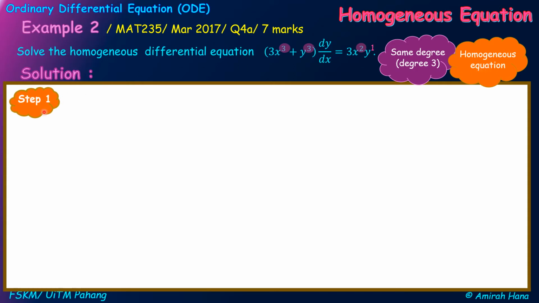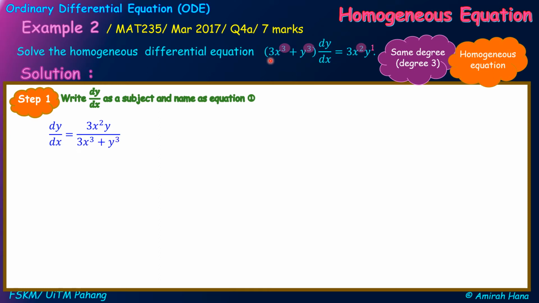When we solve using homogeneous equation, step 1, we write dy over dx as the subject and name it equation 1. So from here, we can move 3x cubed plus y cubed to the right hand side. So we have dy over dx equals 3x squared y over 3x cubed plus y cubed. Now we have dy over dx as the subject, and we name it equation 1.